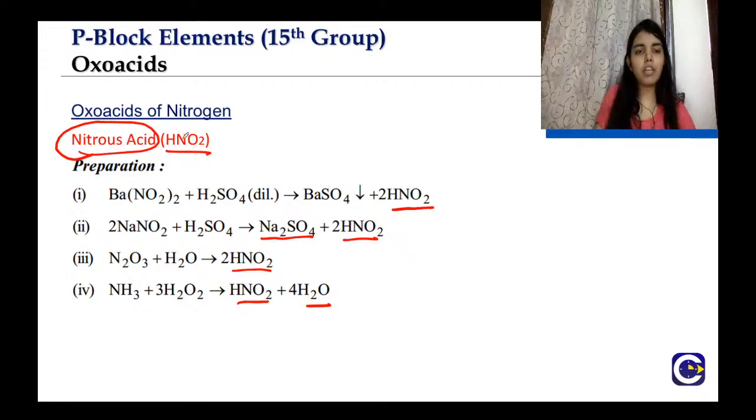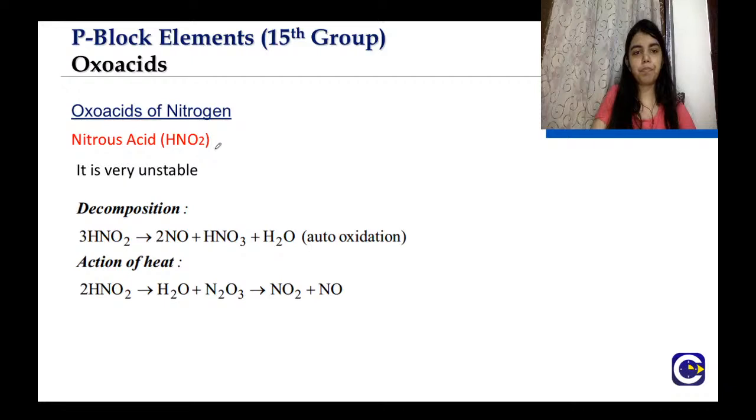What is the oxidation state of nitrogen here? Plus 1 plus x minus 4, that means x equals 3. That means the oxidation state of nitrogen in nitrous acid is plus 3. Now it is very unstable because it decomposes. HNO2 basically decomposes to NO and HNO3. Here the oxidation state was plus 3, here it is plus 2, and here it is plus 5.